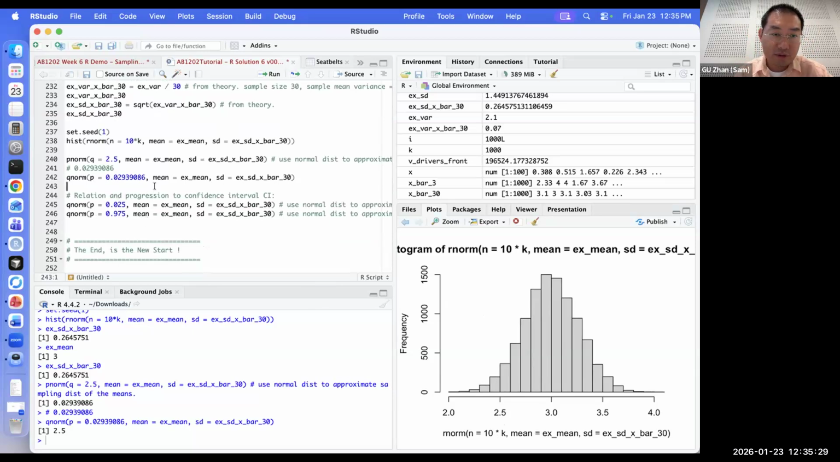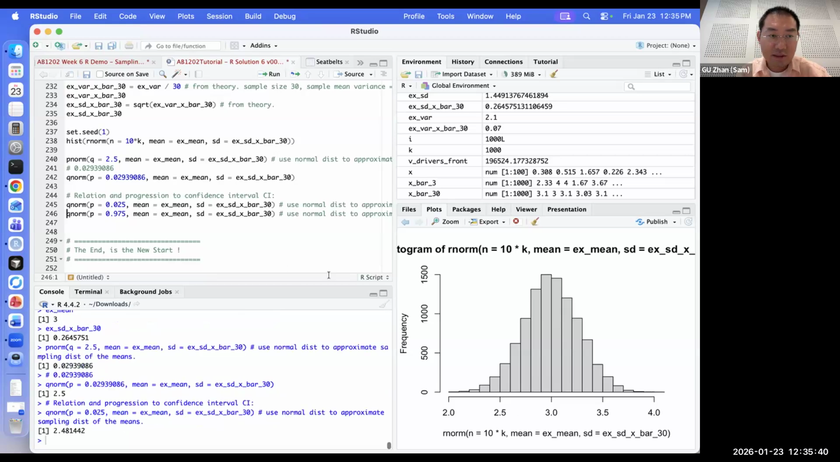So this relates to the progression to confidence intervals of next week. You are seeing that if we use qnorm 0.025, the mean value is 3. If I want 2.5% to the left of this curve in this diagram, what is the number of graduates? It says 2.48 graduates. 2.48 is here, and to the left is 2.5%.